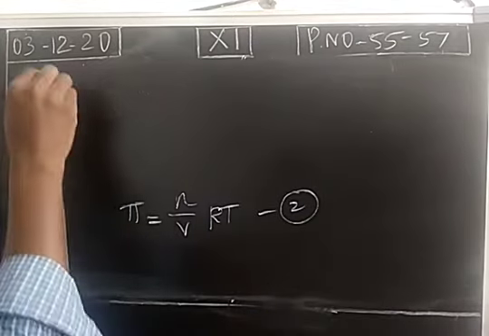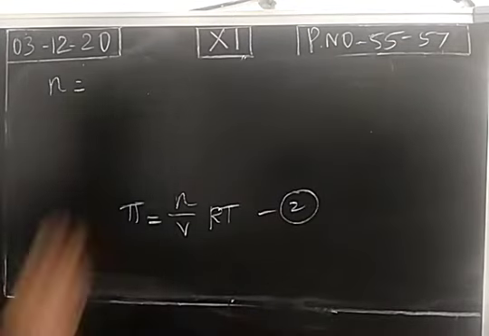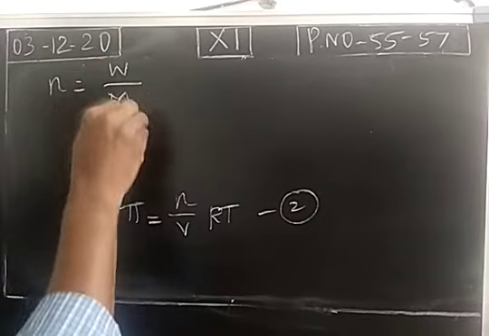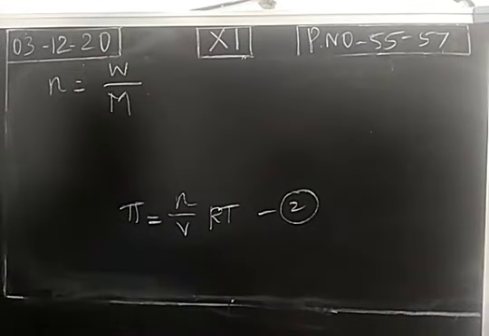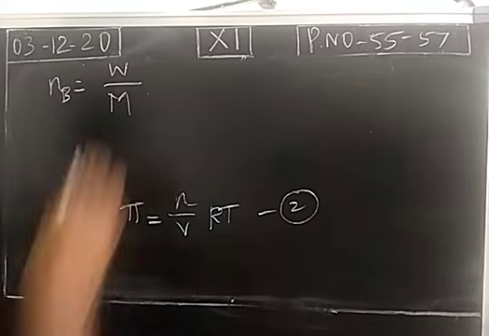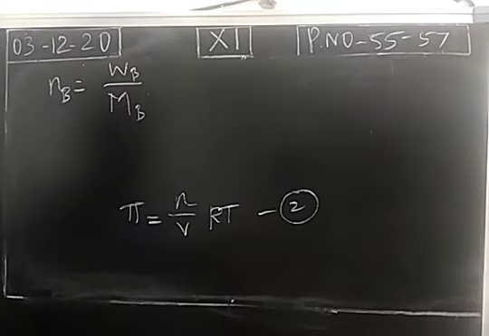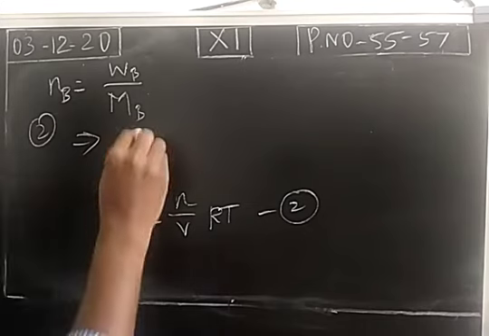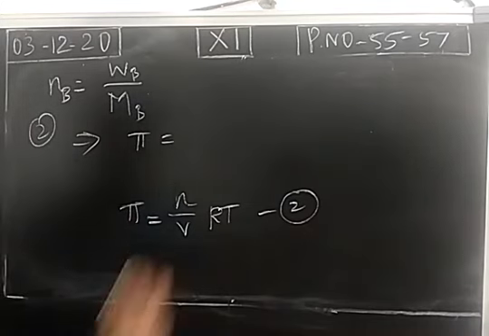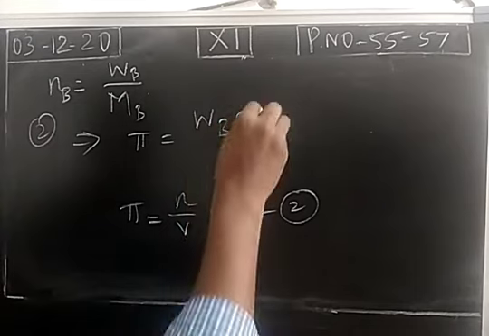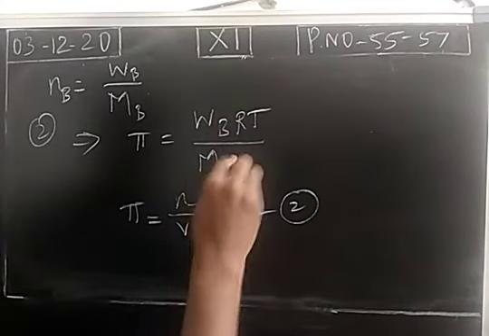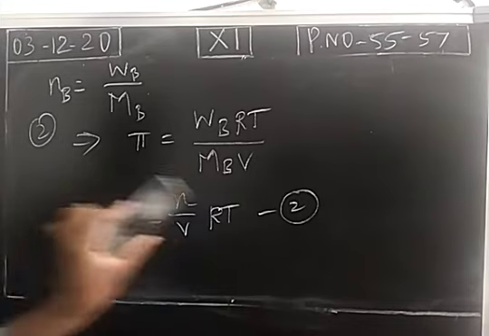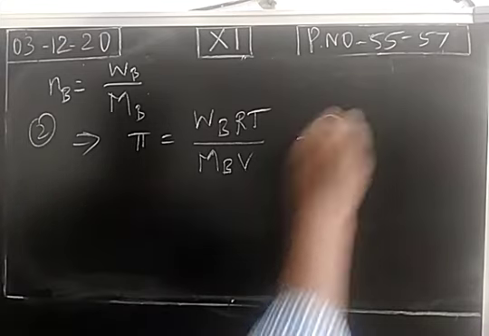What is the formula for calculating number of moles? Given mass divided by molar mass, isn't it? Usually component A means solvent, and component B means solute. So the number of moles of solute means WB divided by MB. Substitute this value in equation number 2. Osmotic pressure pi is equal to WB RT divided by MB V. This is equation number 3.